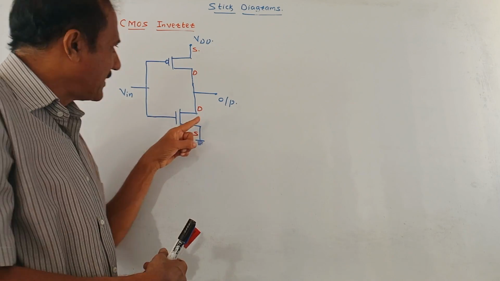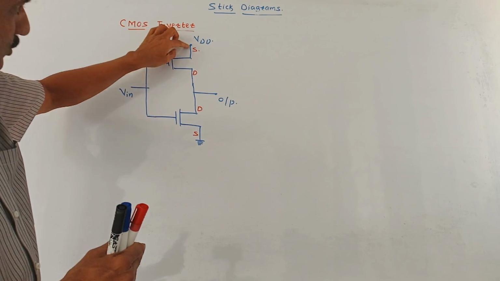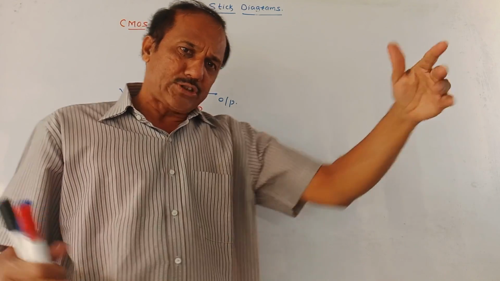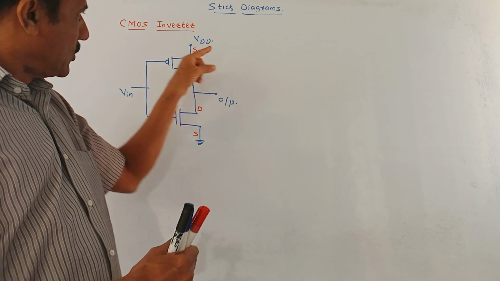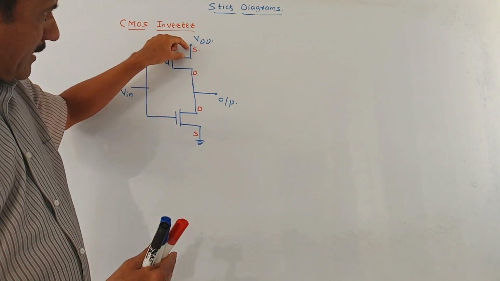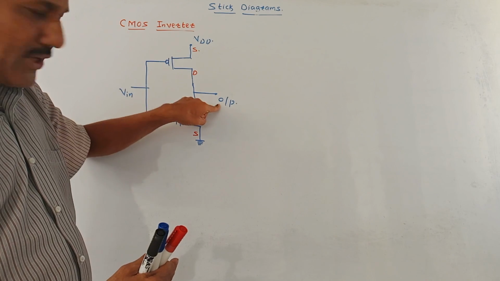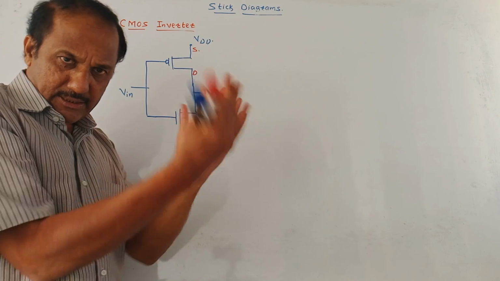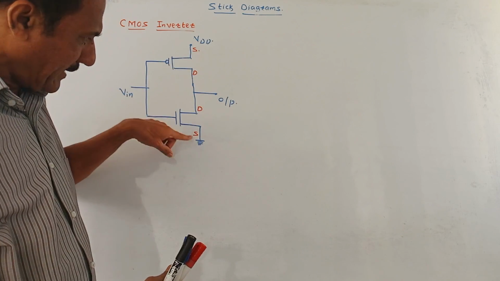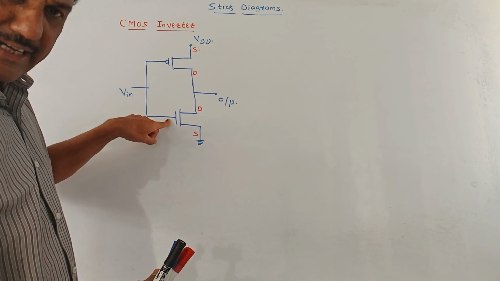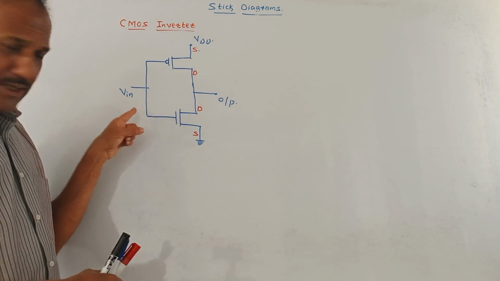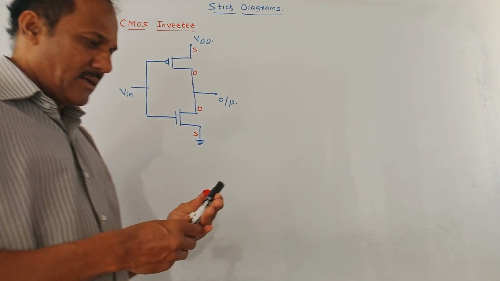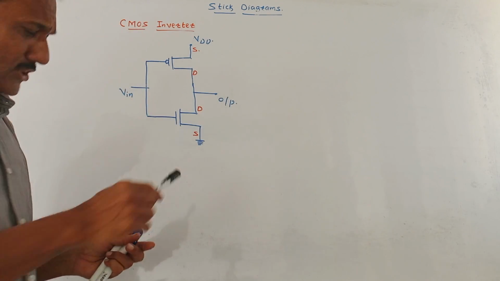This part is NMOS. For simplicity, I have marked the source and drain terminals. For the PMOS, the source is at the upper side, so this source is connected to VDD. The remaining terminal is the drain, from where you are taking the output. This terminal is the gate. For the NMOS, it is the reverse: the lower part is the source, the upper part is the drain. This is again the gate terminal. Then a common input is applied to both PMOS and NMOS because this is the inverter. There are two transistors used in this case.